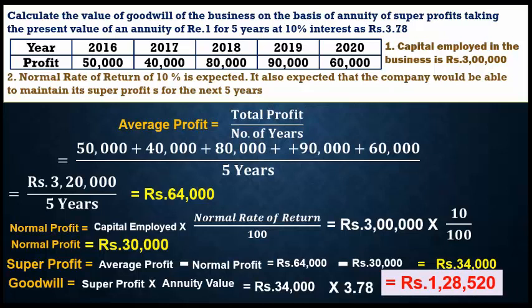1,28,520 rupees. 1,28,520 means 34,000 into 3.78. 1,28,520. This is the goodwill under the annuity method, the annuity value of super profit. Okay, now come to the second problem.